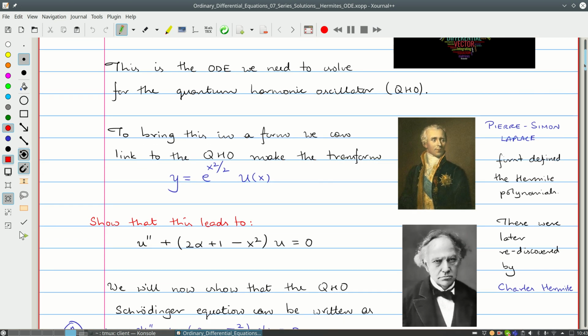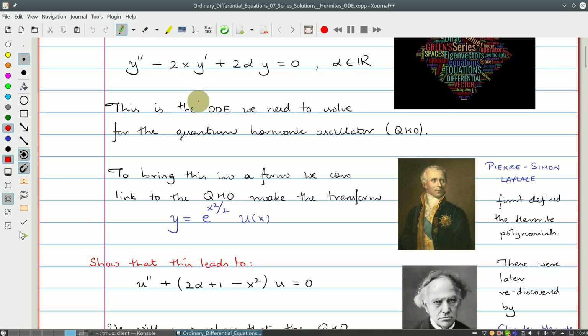Okay, so to bring this in a form which links to the quantum harmonic oscillator, we will first make a transformation y is equal to e to the x squared over 2 times u of x. Now I'd like you to show by a standard change of variables. This is an important skill to have when you're dealing with differential equations. So if I change variables from y to u using this transformation, then show that this differential equation becomes this one here, where we have a differential equation in u, where u is a function of x. Alright, so please show that.